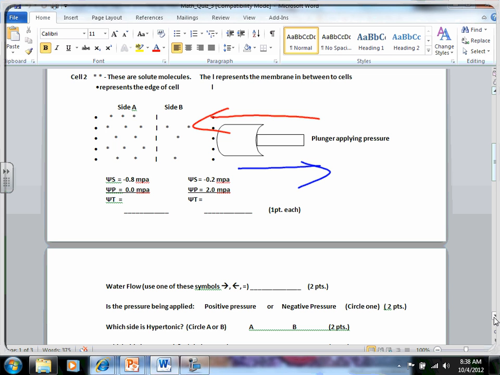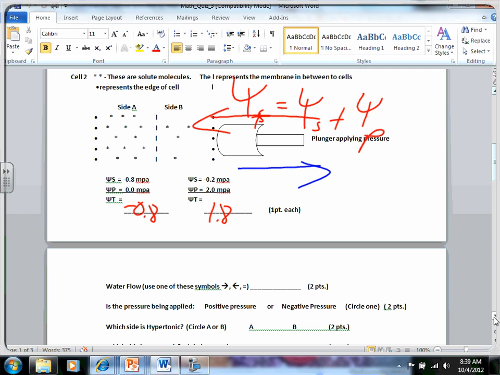Here, though, same thing to begin with. We want to calculate the water potential, and we know that water potential is solute potential plus pressure potential. They're using this T just to mean what? Total water potential. So over here, it'd be negative 0.8. And over here, it would be what? 1.8, positive 1.8.